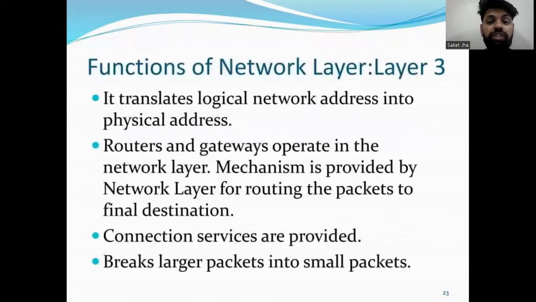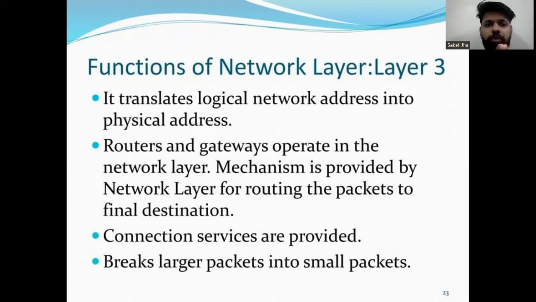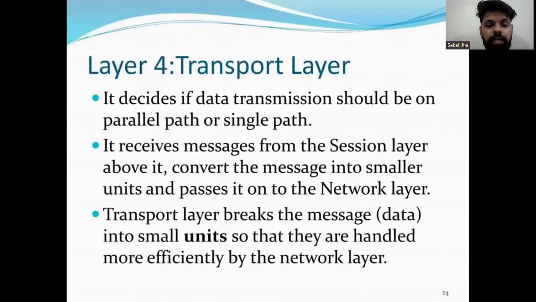Some of the main functions of the network layer are: it translates logical network addresses into physical ones. So it will translate your logical address into a physical address. Routers and gateways operate in the network layer. A mechanism is provided by the network layer for routing the packets to the final destination. Connection services are provided, and it breaks the largest packet into smaller packets. So we receive a huge packet of data, and the network layer divides the huge packet into smaller packets of data. Then it will route the packets to the data link layer.